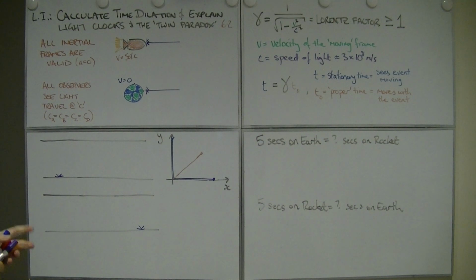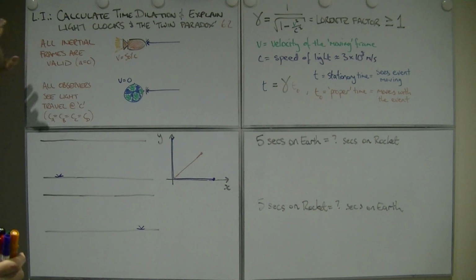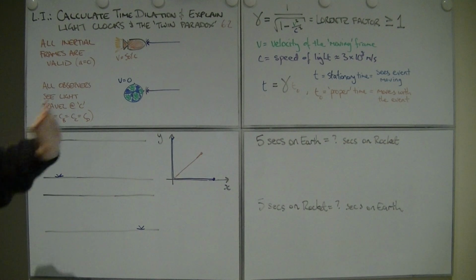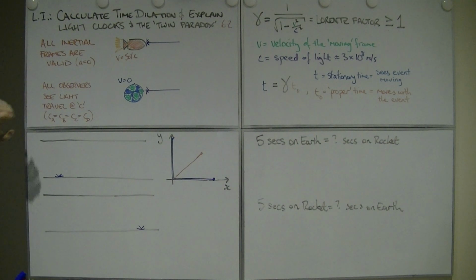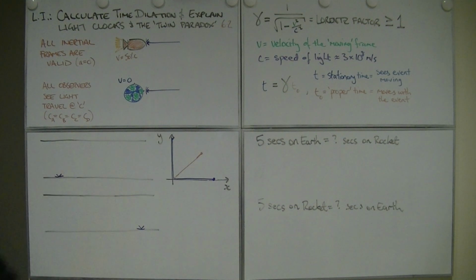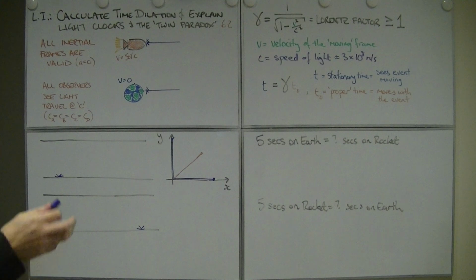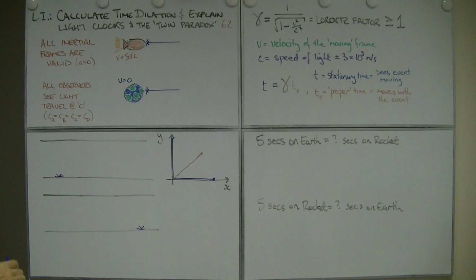So, stuff that we want to remember. Einstein's postulates, there's only two, which makes it easy. All inertial frames are valid. In other words, so long as your frame is not accelerating, it is valid, and that means you can run your normal laws in there. Second part, all observers see light travelling at c. It doesn't matter if you're in A's frame, B's frame, C's frame, D's frame, they are all going to see light travel at the speed of light, which is roughly 3 times 10 to the 8 meters per second.